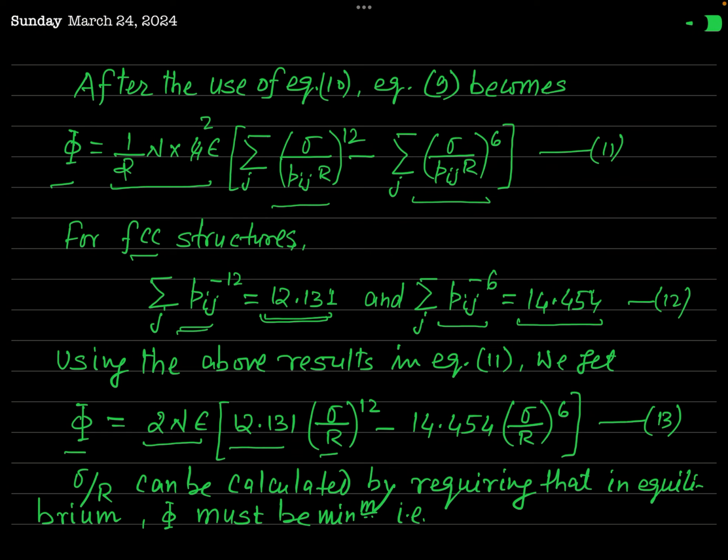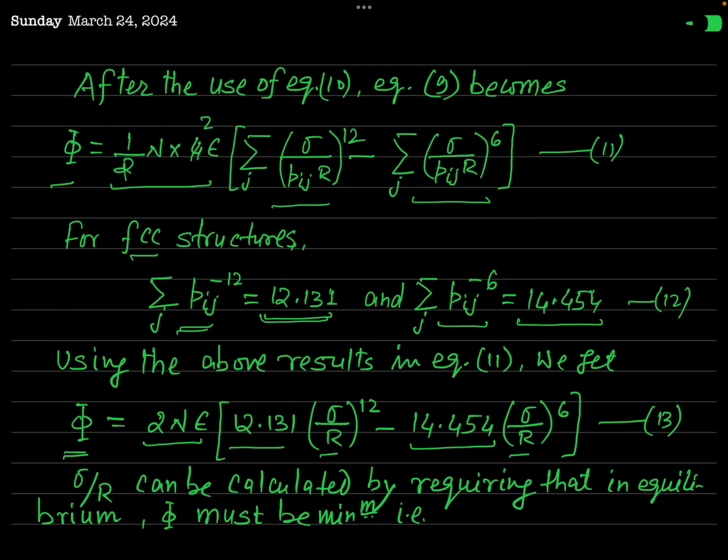And in the second term, the summation over j of 1 over Pij to the power 6 is equal to 14.454, and the remaining factor is (σ/R) whole to the power 6. Okay?